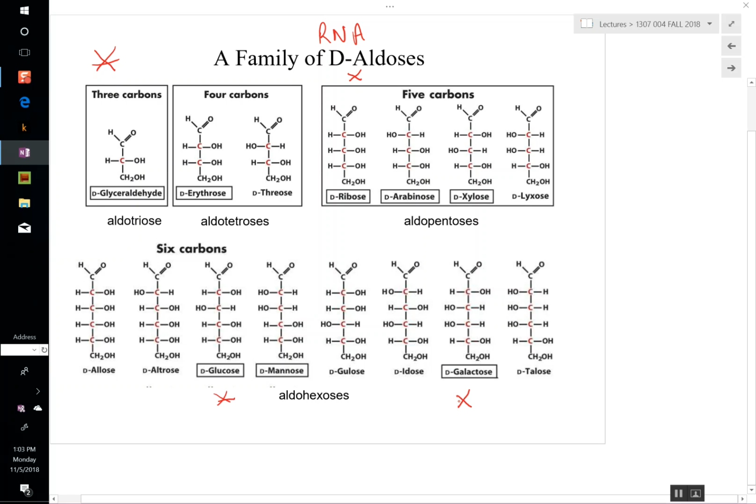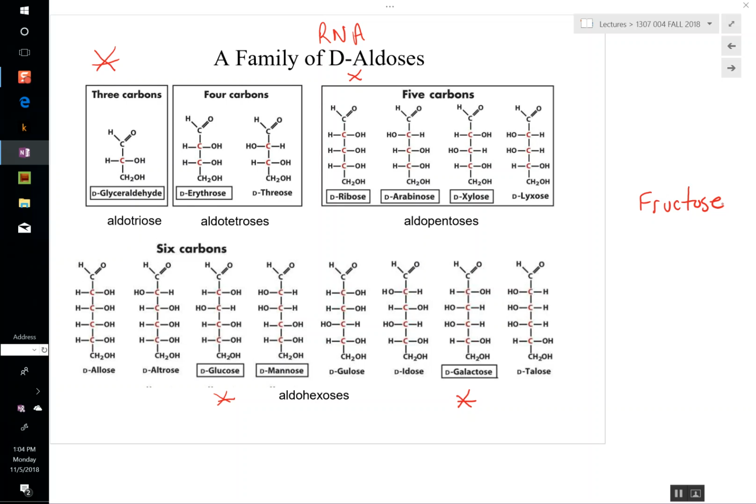And the other one is D-galactose. The sugar in milk is lactose, and it is made up of these two monosaccharides, glucose and galactose. So those are the four. And then the other one you would want to add to this is fructose. It's not on this slide because fructose is not an aldose. It's a ketose.